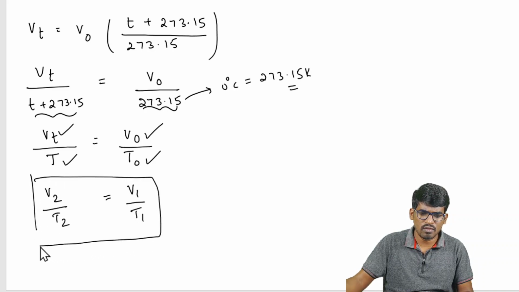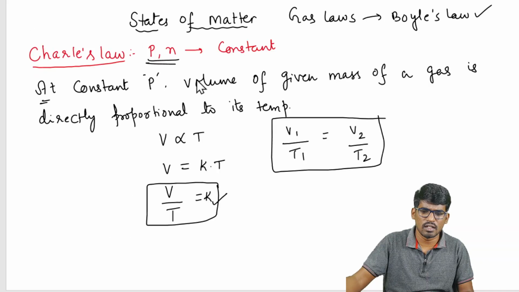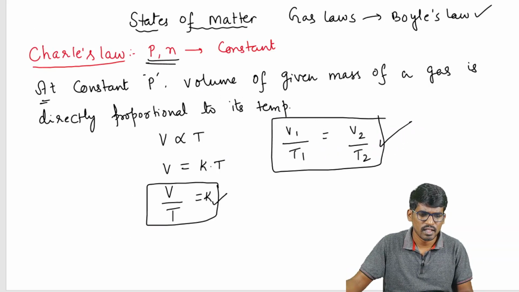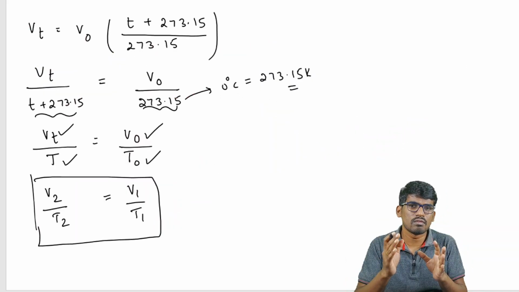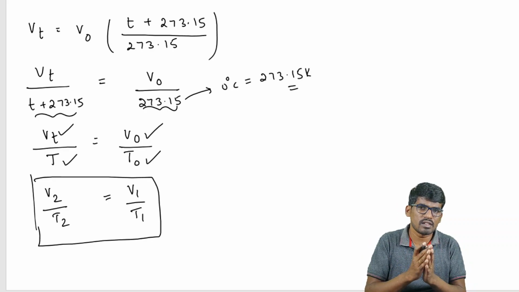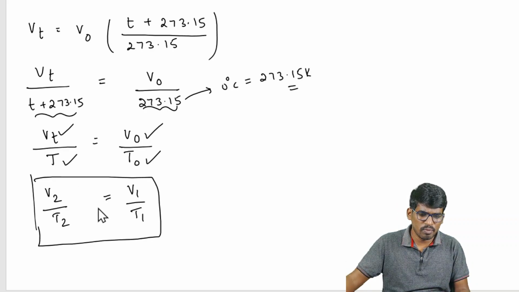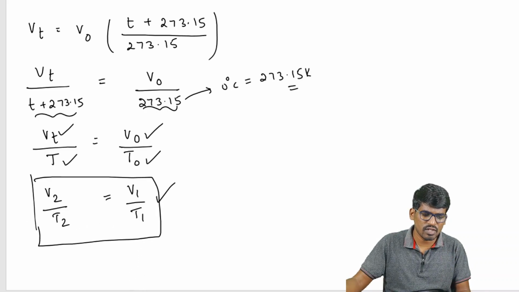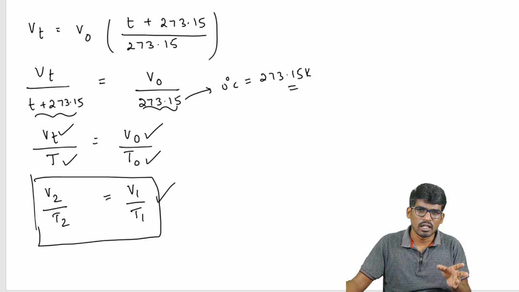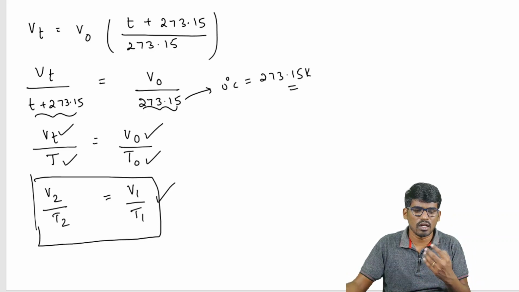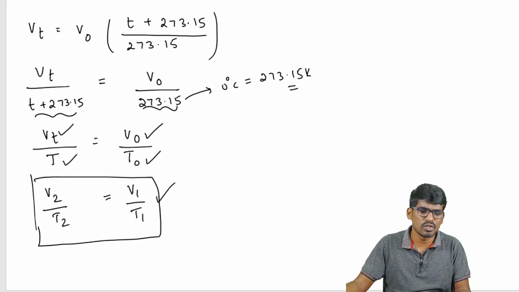This is almost equal to the first statement of Charles's law. Check it over here: statement 2 also verifies statement 1. That indicates V2 by T2 is equal to V1 by T1. So both statements are correct. Charles's law can be taken as either statement 1 or statement 2.